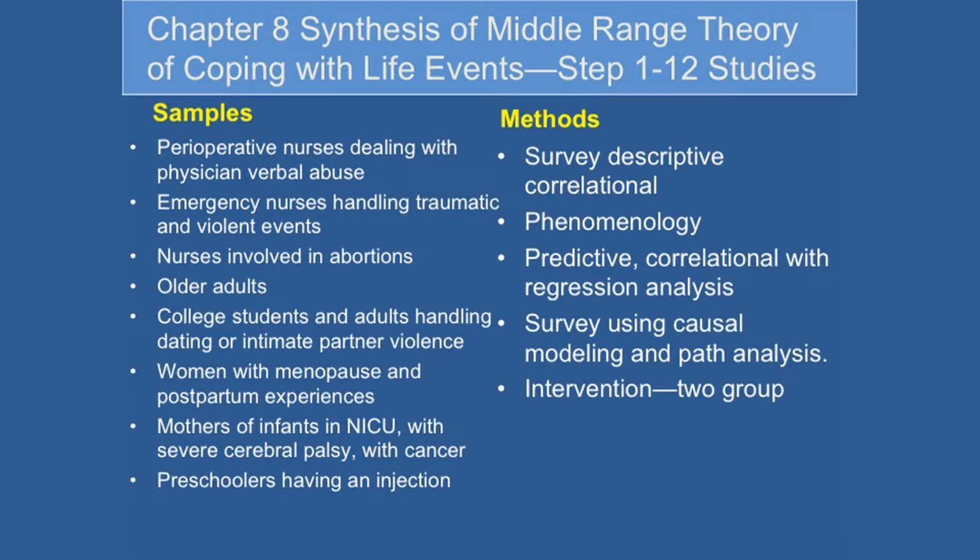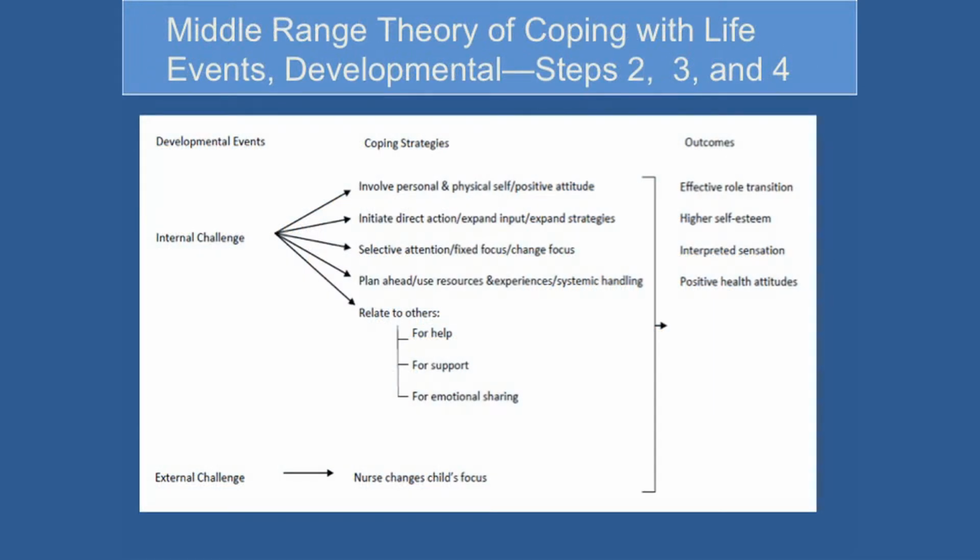In all these studies, the methods used included survey descriptive correlational, phenomenological, predictive correlational with regression analysis, survey using causal modeling and path analysis, and a 2-group intervention. The schema for the middle range theory of coping with life events, the developmental events, shows us then the steps of creating the middle range theory, steps 2, 3, and 4.